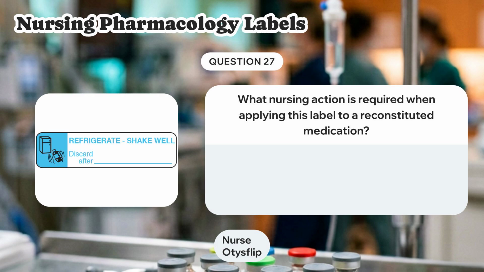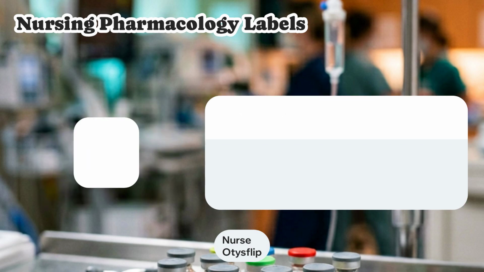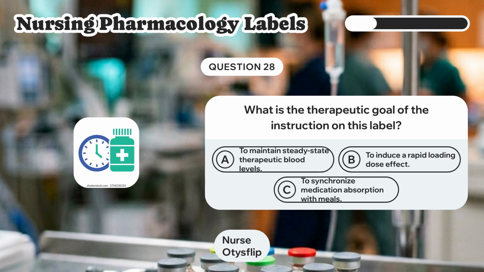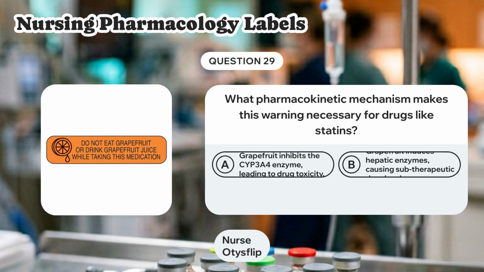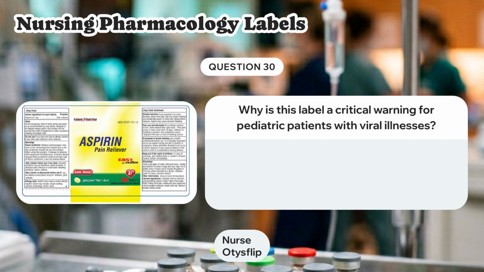What nursing action is required when applying this label to a reconstituted medication? What is the therapeutic goal of the instruction on this label? What pharmacokinetic mechanism makes this warning necessary for drugs like statins? Is this label a critical warning for pediatric patients with viral illnesses?